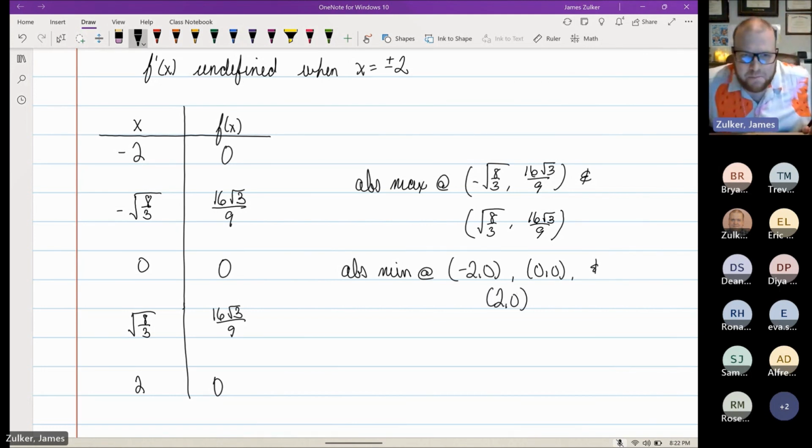And the absolute min, again, not saying there's 3 of them. There's a single minimum, absolute minimum, and that's 0. It just happens to occur at 3 different points.